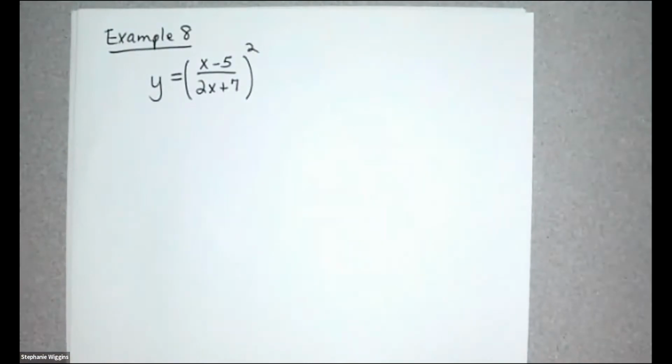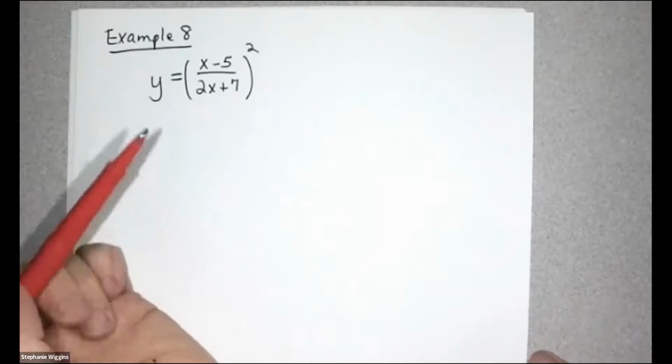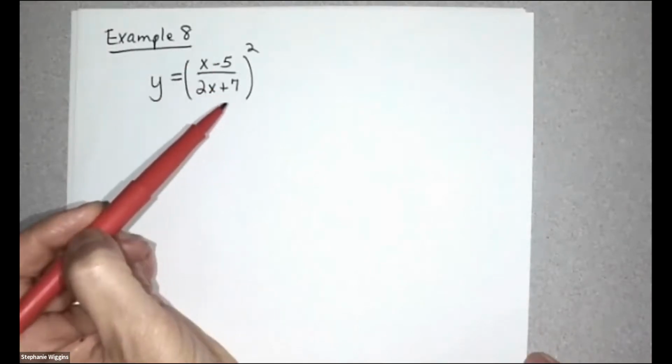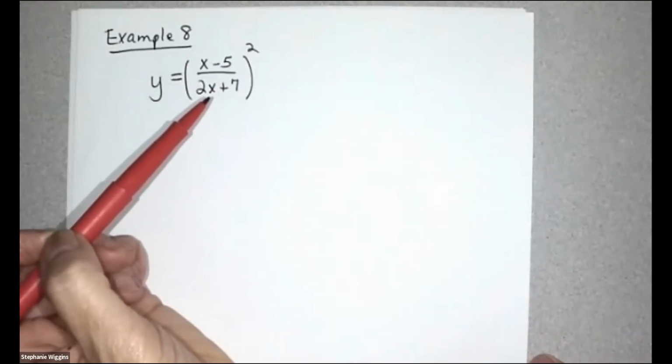So we have a lot going on here. We have a power. The inside function is a quotient. It's a fraction x minus 5 over 2x plus 7. That is inside the square function. So you can see I'm going to need the chain rule here, or if you will, the extended power rule. And I'm going to go ahead and refresh your memory on the quotient rule, because when I take the derivative of this inside function, obviously I'm going to need the quotient rule.